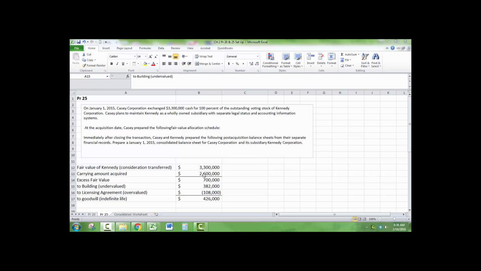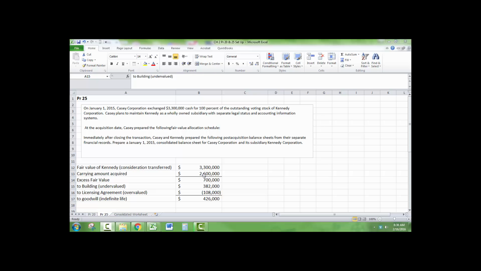This is an example from advanced accounting in creating a consolidation worksheet. So on January 21st, this is problem 25 from the book. On January 1st, 2015, Casey Corporation exchanged $3,300,000 in cash for 100% of the outstanding voting stock of Kennedy Corporation. Casey plans to maintain Kennedy as a wholly owned subsidiary with separate legal status and accounting information systems.